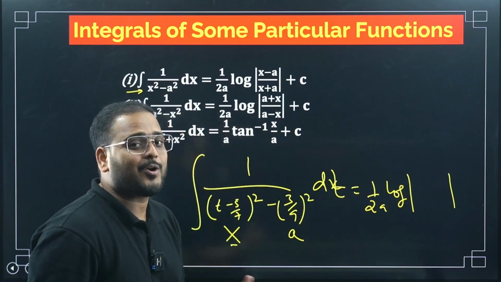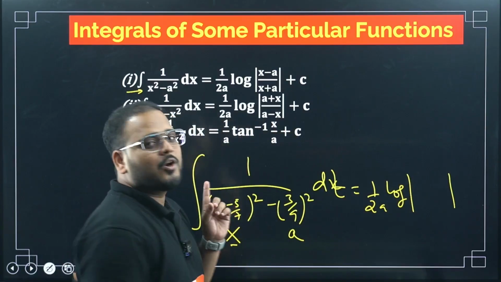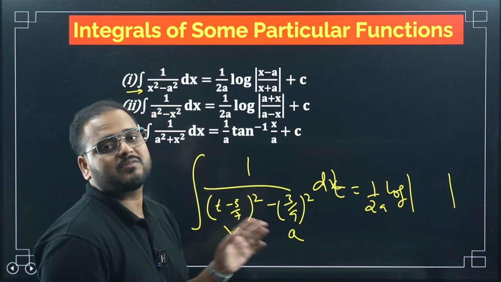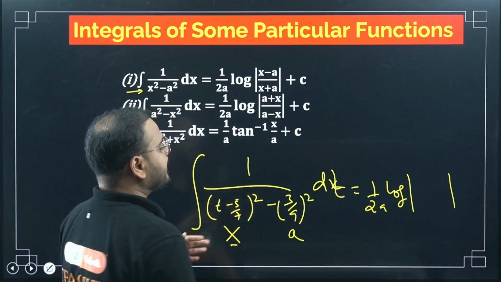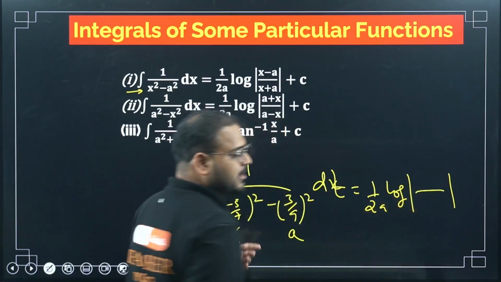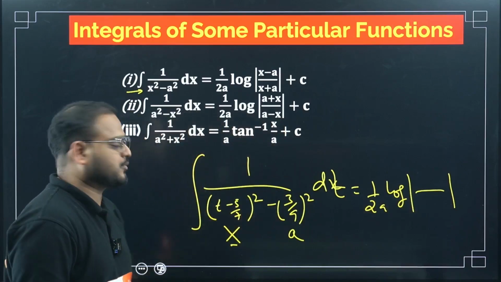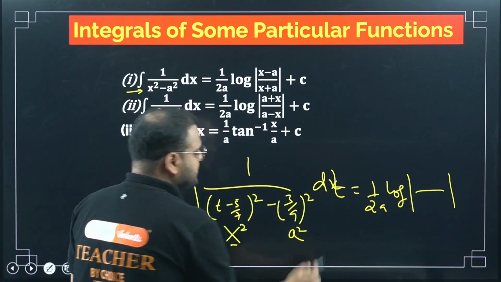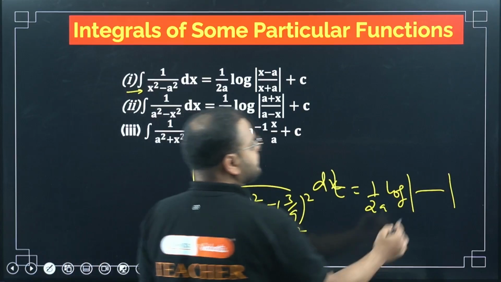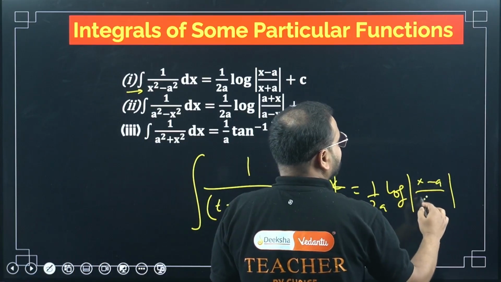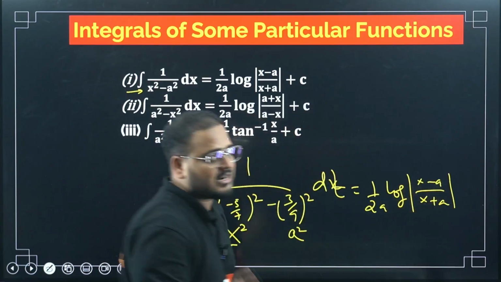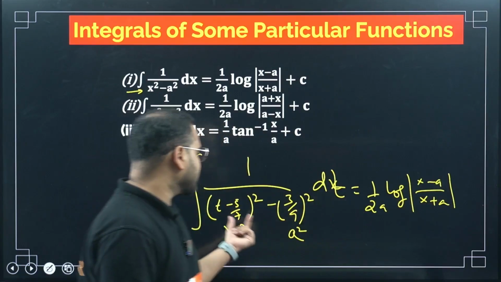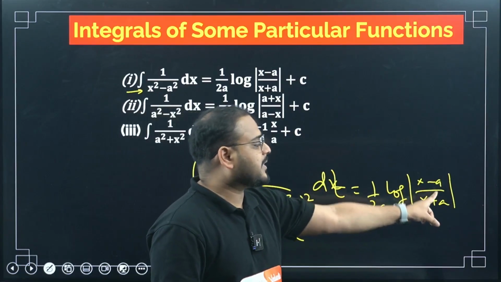Why, sir? Because log cannot operate on a negative number, only positive numbers it can operate on, not even 0. Okay, so what are you going to do? It will be a fraction. So if it is x square minus a square, you will write x minus a in the numerator and x plus a in the denominator.